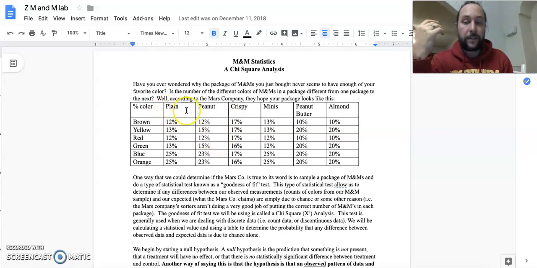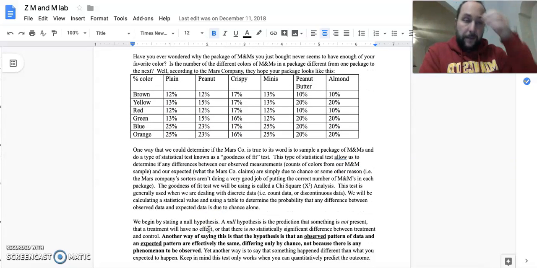So across the top here, we have different types of M&Ms. The M&Ms I've brought for you all to analyze are plain M&Ms. I just went and got plain M&Ms, not peanut or crispy or minis or peanut butter almonds or so on. And the Mars company doesn't just randomly place colors in their bags. They have a specific formula that they use for each different kind of M&M that they make, and this is their published formula. So what percent of them are going to be brown or yellow or green or blue?